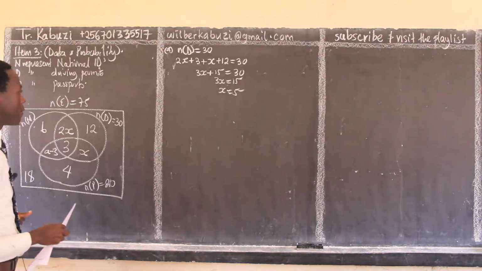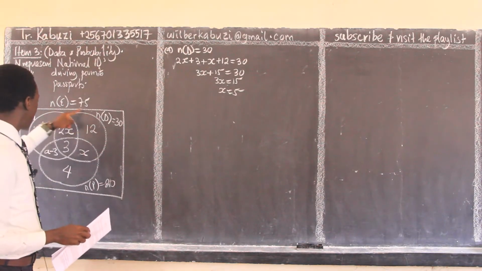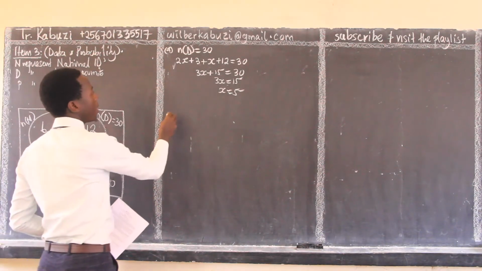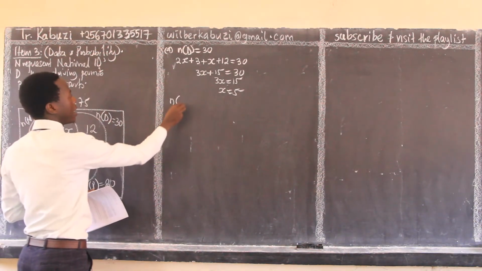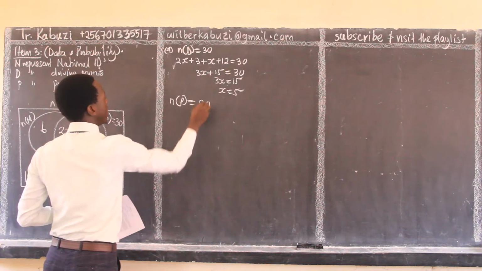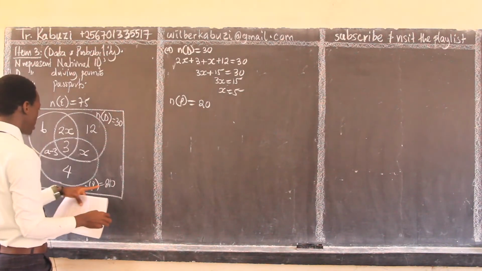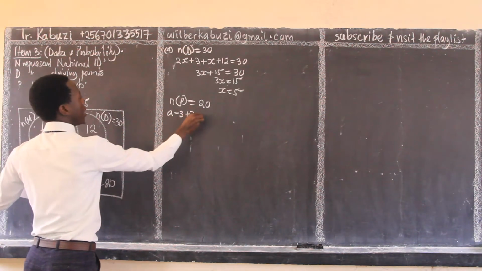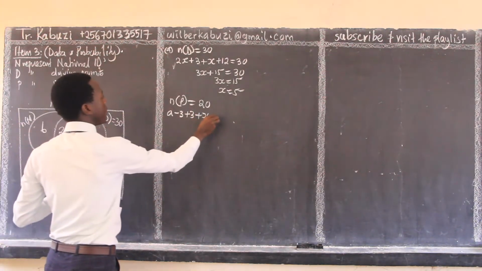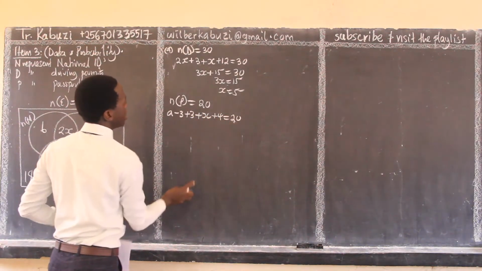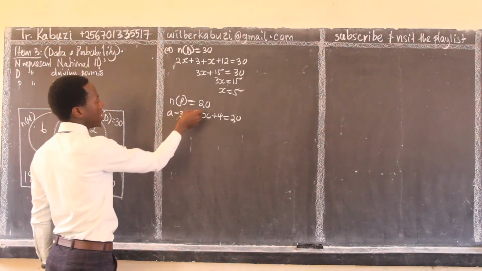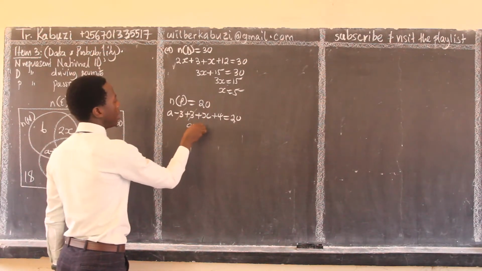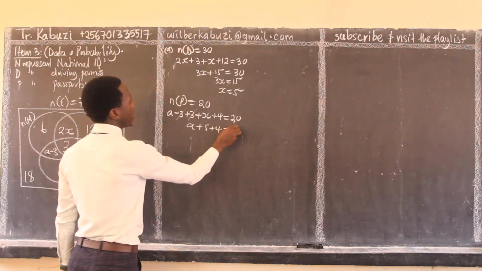So if x is 5, I can now use this set here to get A. The number of people having passports were 20, so when I add all these ones, I get 20. I will start from n minus 3 plus 3 plus x, then plus 4. I should get 20. Remember my x is 5. So now I have a plus 5 plus 4 equals 20.